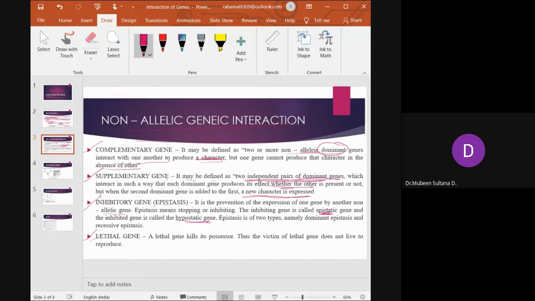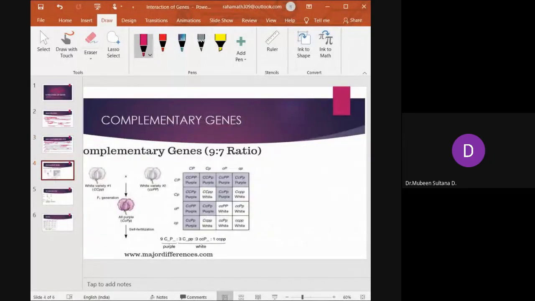Now we shall start with the complementary gene. I told you, right? The complementary gene is defined as two or more non-allelic dominant genes interacting with each other to produce a character, but one gene cannot produce the character in the absence of the other. For this, we have an example. For example, you have two types of flowers. One is a white flower, which has the gene CCpp. Another white flower has the gene ccPP, right?